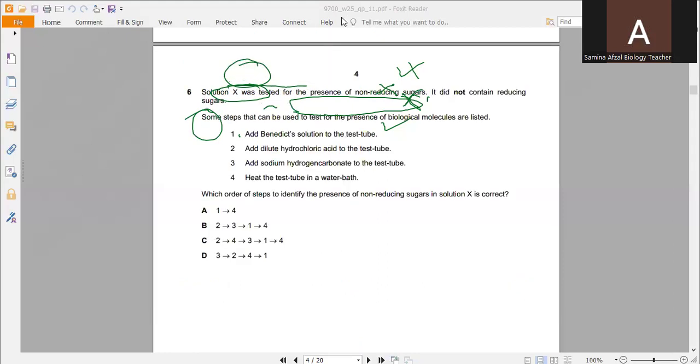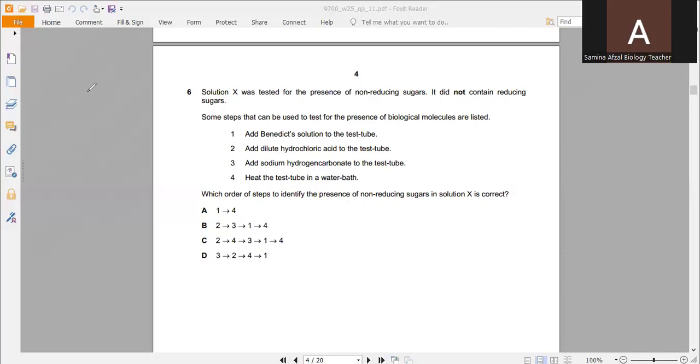Question number 6. Solution X was tested for the presence of non-reducing sugars. It did not contain reducing sugar. Some steps that can be used to test for the presence of biological molecules are listed. So they have given 4 options.